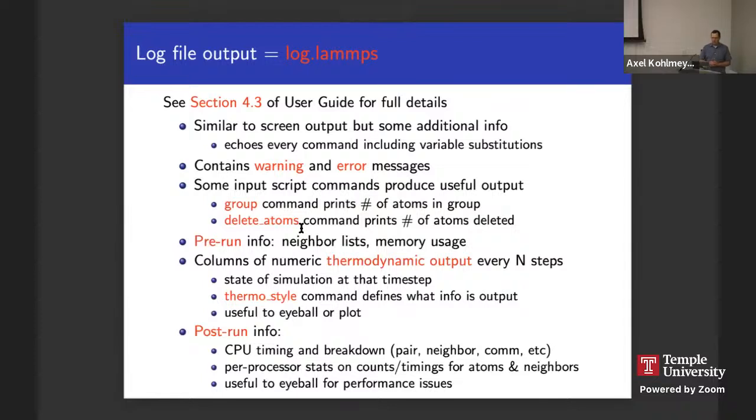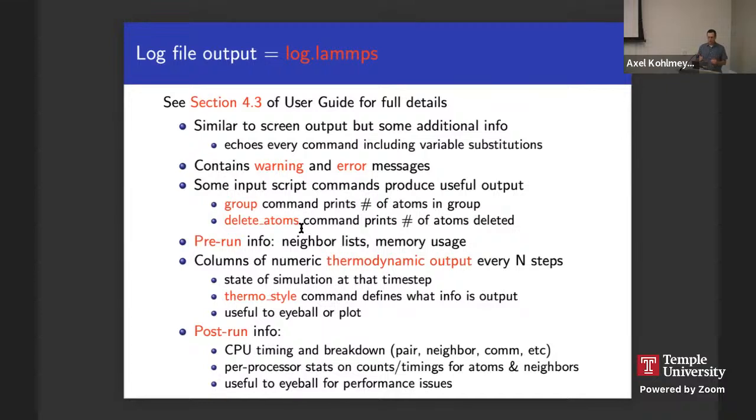There's some pre-run info. This is like statistics on the neighbor list, how much memory you're using, and then you get these columns of thermodynamic output every n steps. That's like the current state of the simulation at that time step. The thermo_style command defines what is actually output. So if you go back, it was like the temperature and the y-dim. So you can use that to just look and make sure your simulation isn't blowing up, or you can actually plot that just to see if things are reasonable.